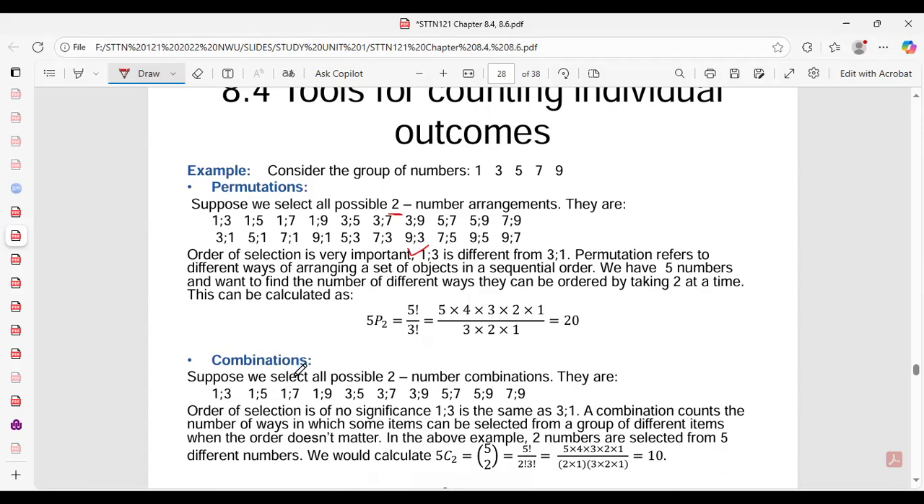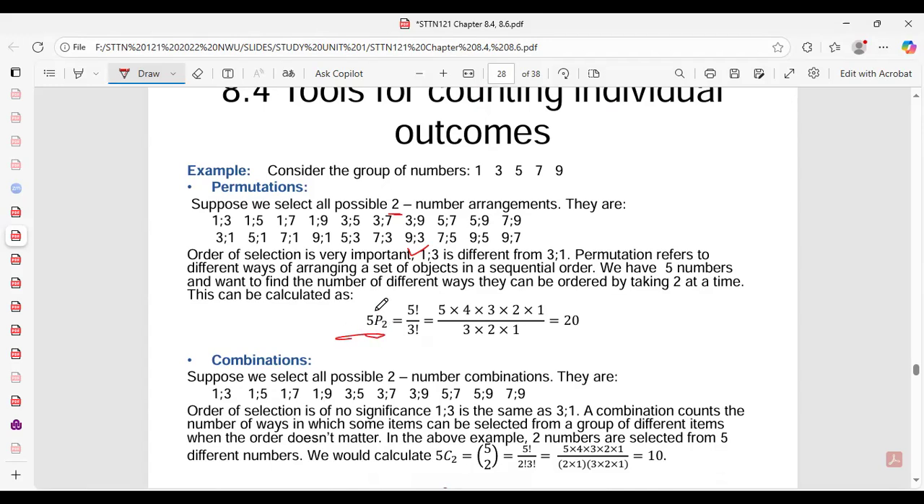Now, with the combinations, they say it's the same question. With the combination, we select all possible 2 here. The number of combinations is asked, meaning with permutations you are dealing with the number of arrangements, and with combinations you are dealing with the number of combinations. So with combinations, the order of selecting is not important. For example, they say that the order of selection is of no significance. Then this is what will be the permutation.